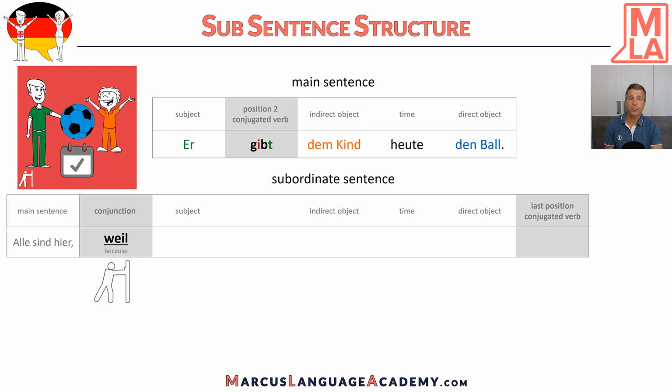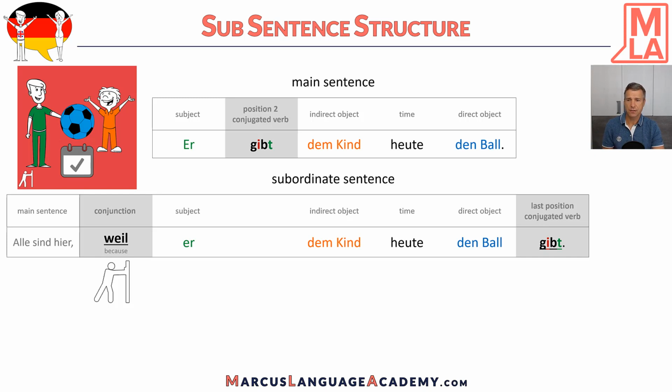And therefore the sentence reads like this: Alle sind hier, weil er dem Kind heute den Ball gibt. Sounds a little bit weird because what we say is: because he, the kid, today the ball gives. It sounds a little bit like Yoda from Star Wars, but this is the German structure for sub-sentences.